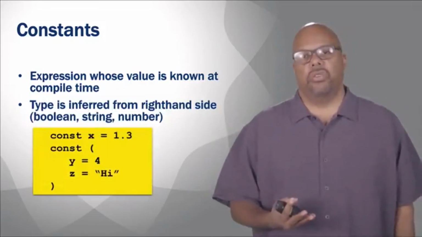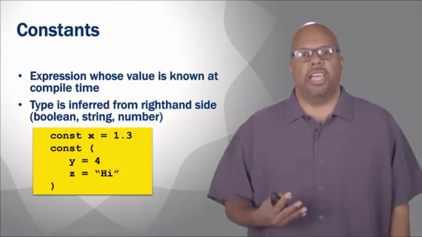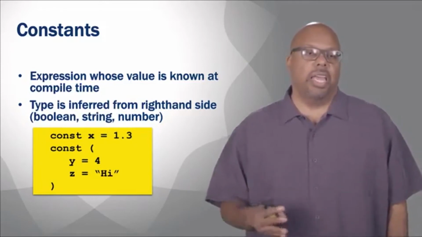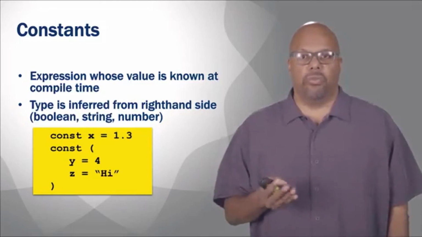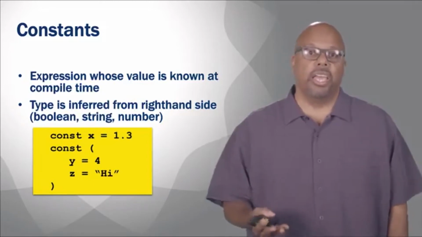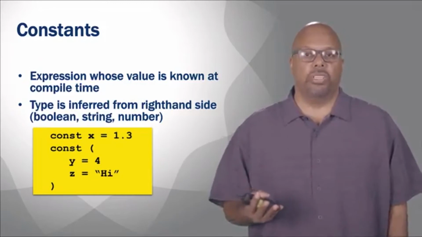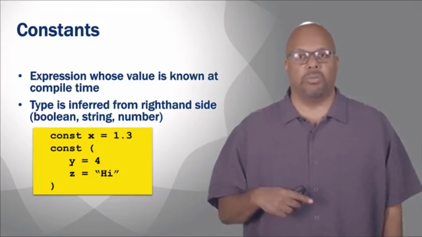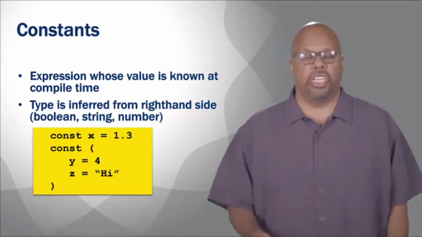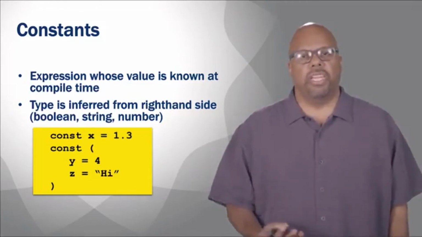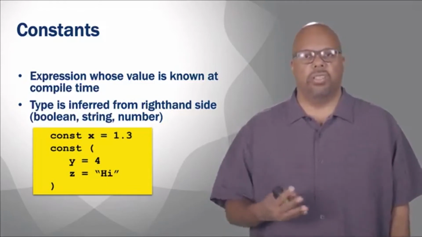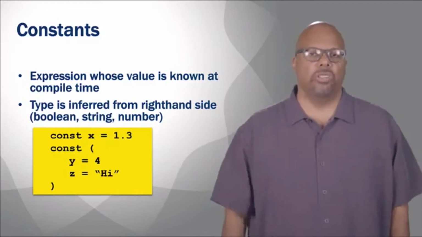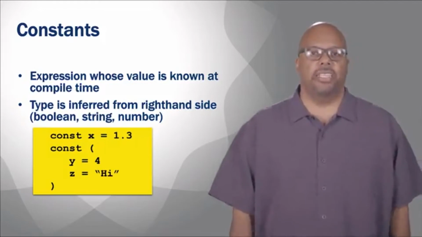So for instance, here we say const x equals 1.3. That's going to set x to the value 1.3, and the compiler looks at 1.3, sees that it's a floating point, and so x becomes a floating point. So it infers from the right-hand side of the assignment what the type of the variable needs to be, and it is held constant, can't be changed. You can assign many at once. So constant, we know y equals 4, z equals "hi", right? You can give a long list if you want to. So that's what a constant is.